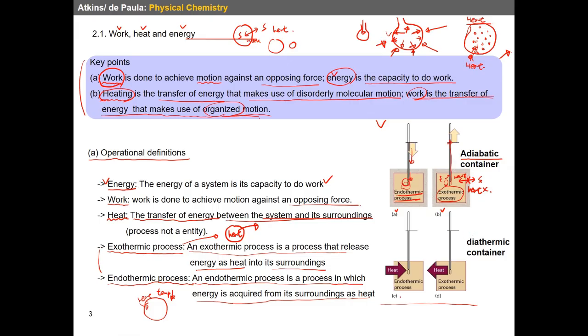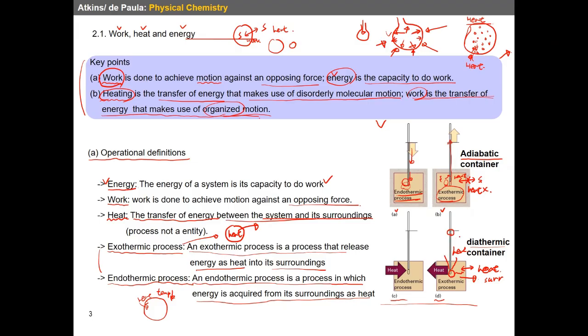The other example is C and D. This is a diathermic container. Through the diathermic walls of this system, heat can be transferred between the system and the surroundings. So even though in the exothermic process the system produces heat, this heat can go out to the surroundings. Therefore, the temperature of the system will not change.